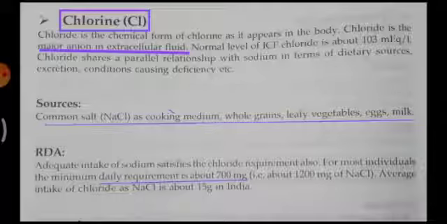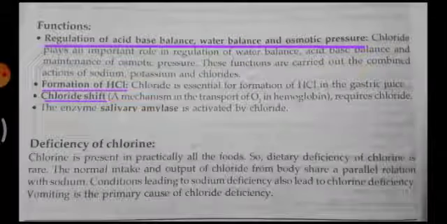Chlorine shares a relationship with sodium in terms of dietary source, excretion, and other conditions. Common salt, NaCl, is the source of chlorine. Whole grains, leafy vegetables, eggs, and milk contain chlorine. The RDA of chlorine is nearly 700 mg per day, equivalent to 1200 mg of sodium chloride, NaCl. Average intake of chloride as NaCl in Indians is about 15 grams per day. Functions: regulation of acid-base balance, water balance, and osmotic pressure.